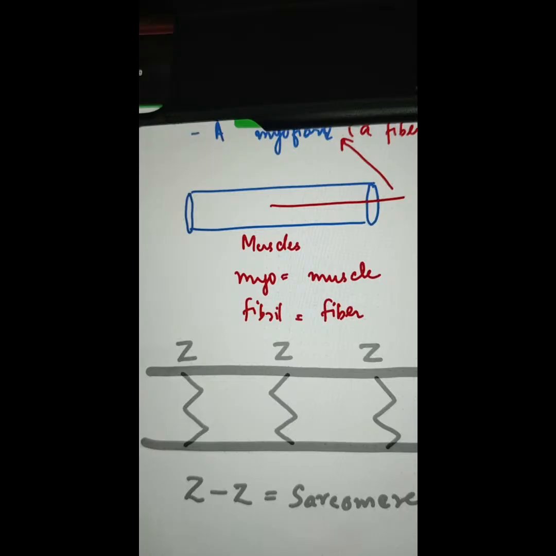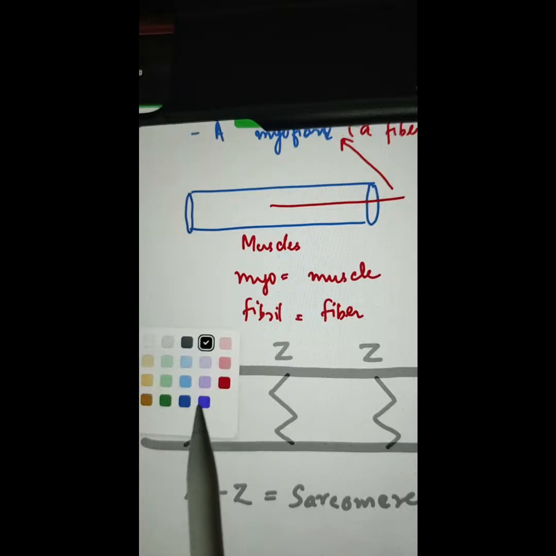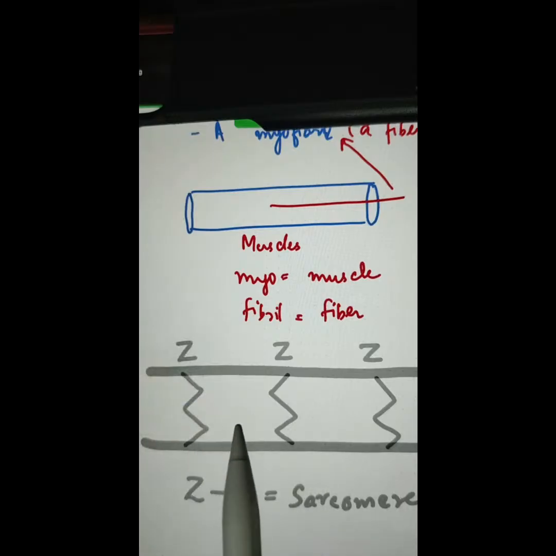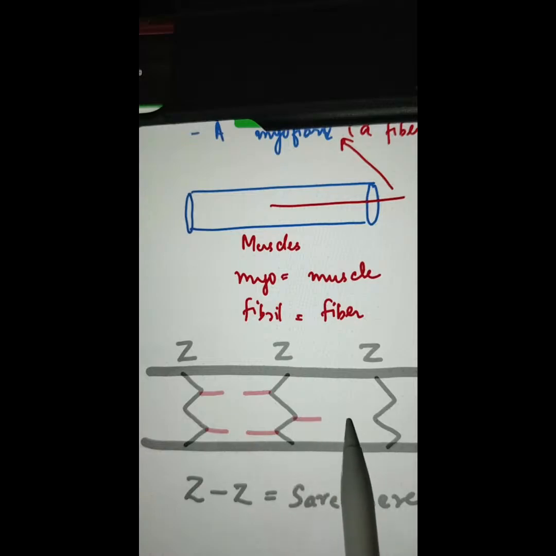See here, now we have to draw the light and the dark band because the skeletal muscles they have another name as well, which is striated muscle. So why are they being known as a striated? Because they have striations on them. What do you mean by striations? Striations means band. So here in this pointed part we are drawing the light band.